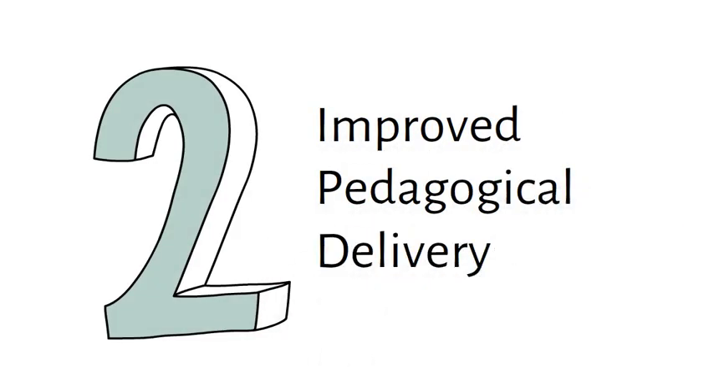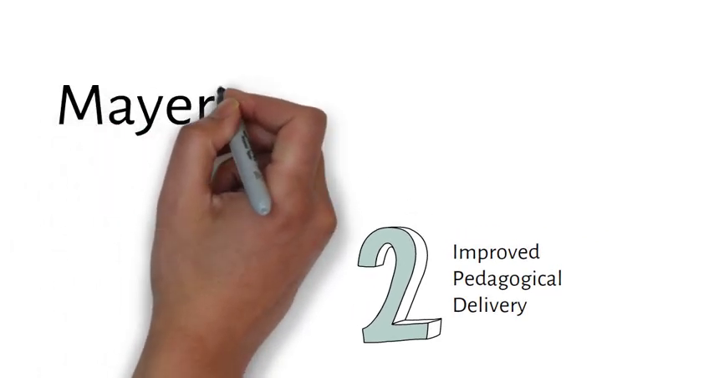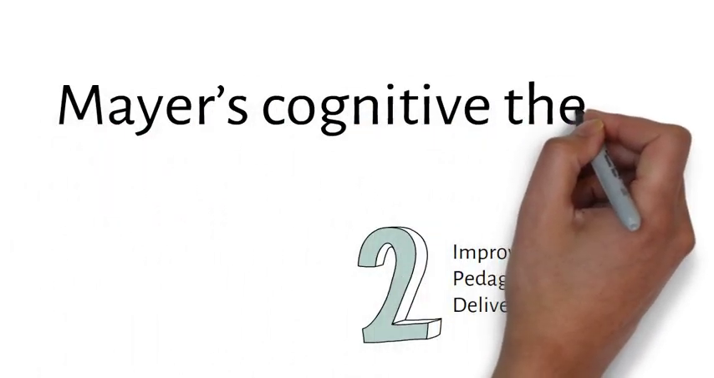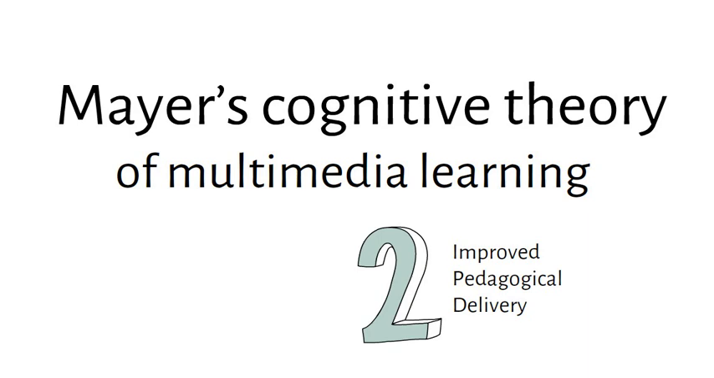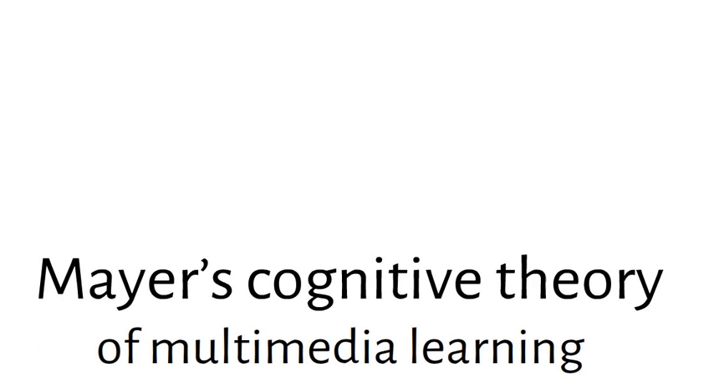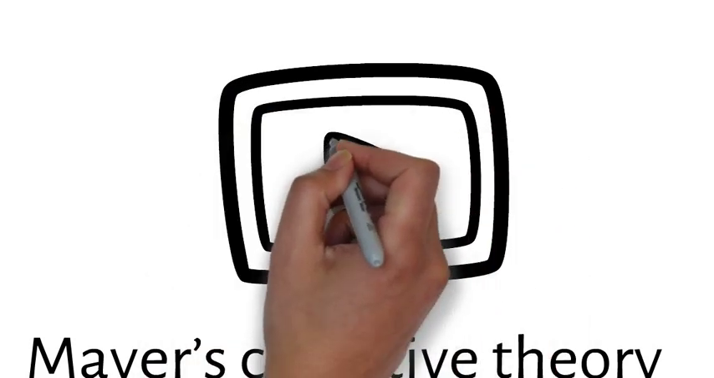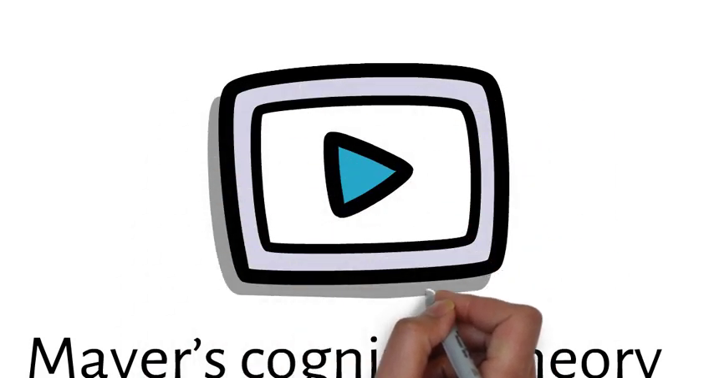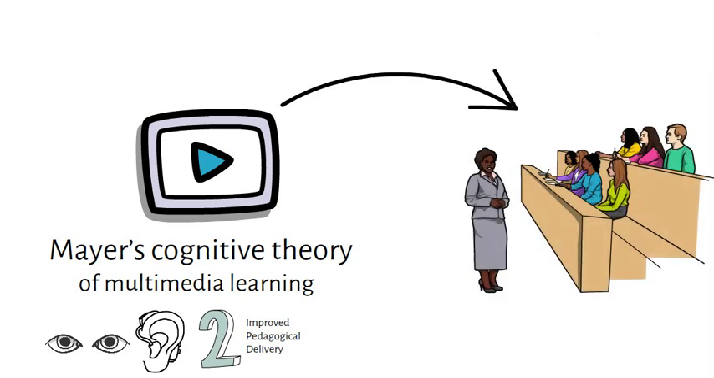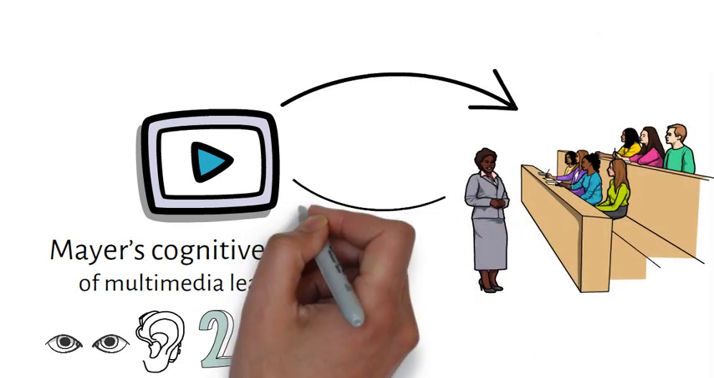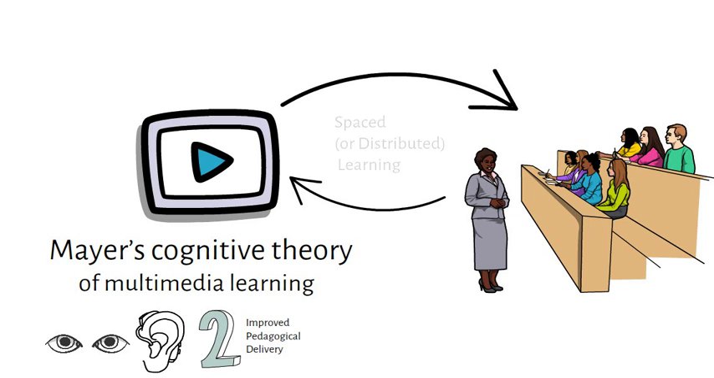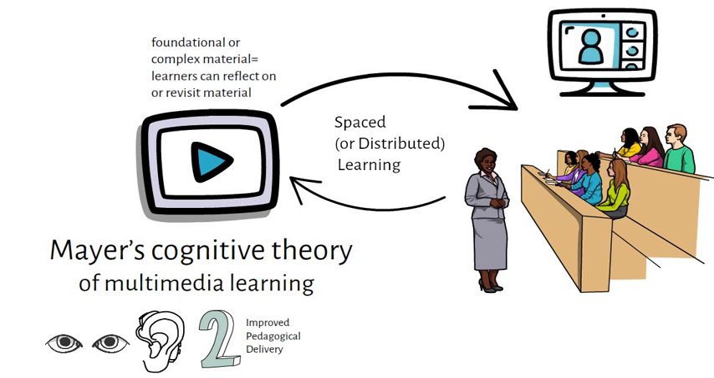Number two, improved pedagogical delivery. Mayer's cognitive theory of multimedia learning postulates that learners use two channels when processing information, visual and auditory. Videos can incorporate both, making learning more efficient and effective. Videos can be viewed as pre-work for deeper in-person discussions or to revisit material at a later date, utilizing spaced learning principles of good pedagogical design. Consider using videos for foundational or complex information, particularly as part of a flipped classroom approach.